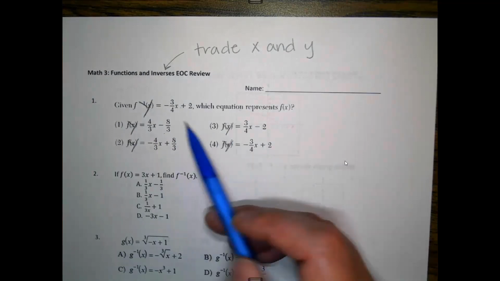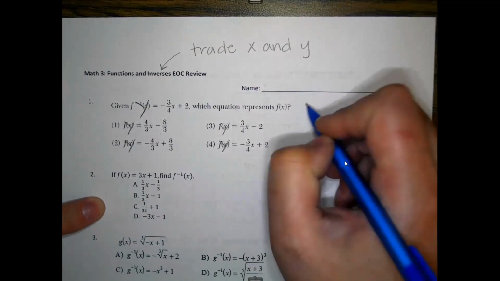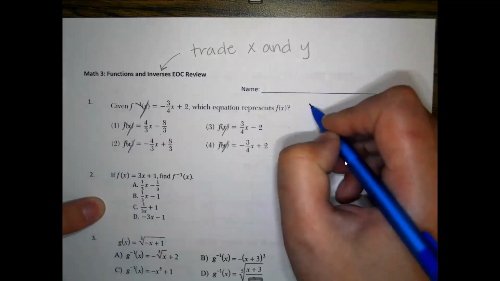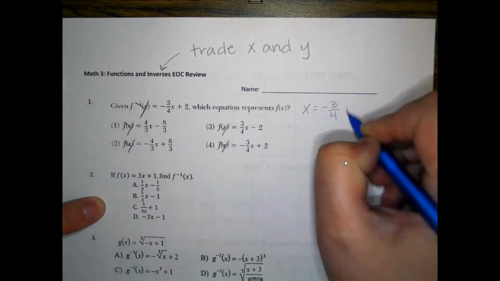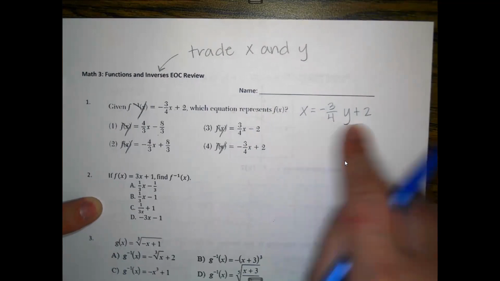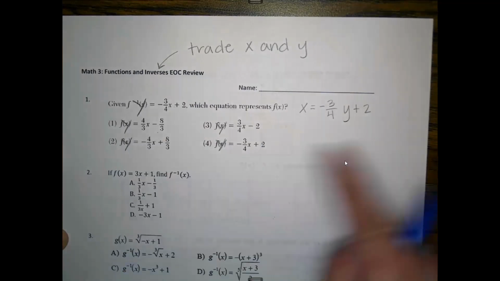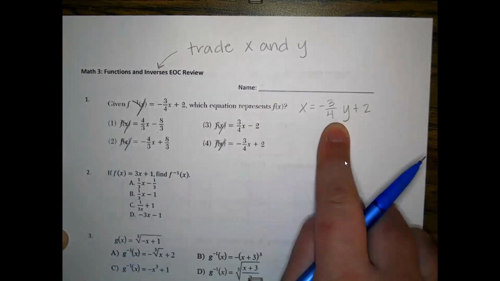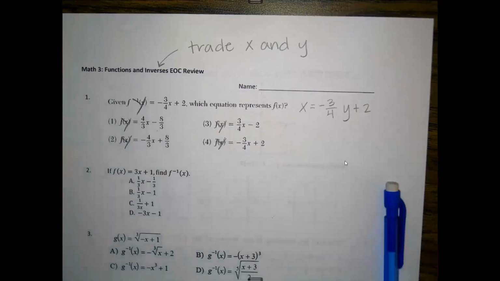All you got to do is trade that X and Y back to where it should have been in the original function to begin with. So we're going to take this, we're going to trade X equals -3/4 Y plus 2. And then this is going to match up with one of these original functions. So I'm going to graph this, and then I'm going to graph all of these and see which one is identical.